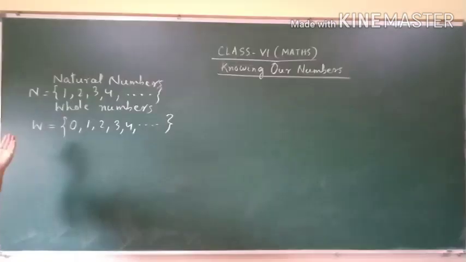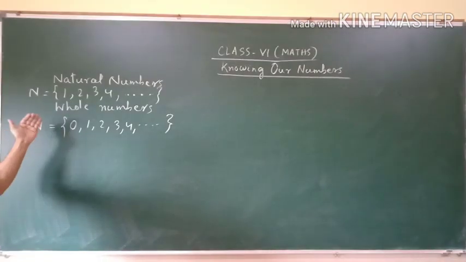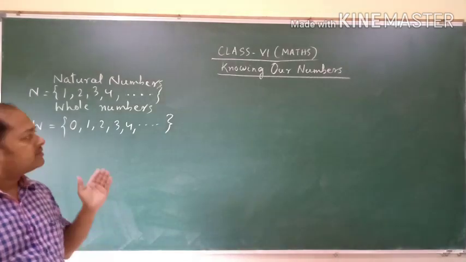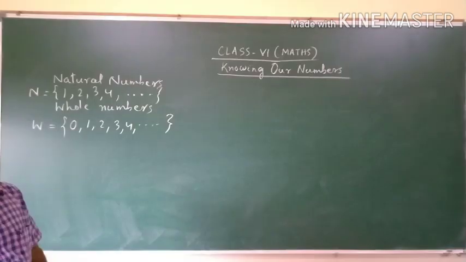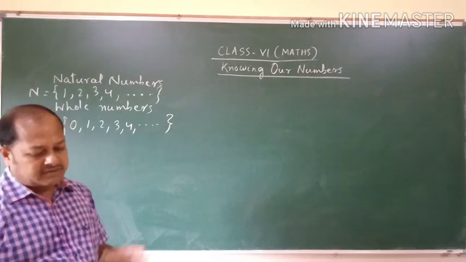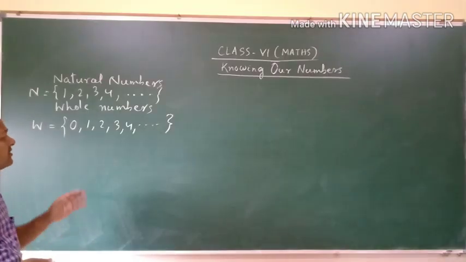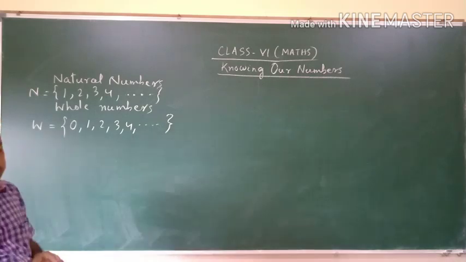Before, in the last class, you also learned what a natural number and a whole number are. But in this class we are going to discuss these numbers in more detail. Both of the above are infinite, as you know. The smallest natural number is 1 and the smallest whole number is 0.